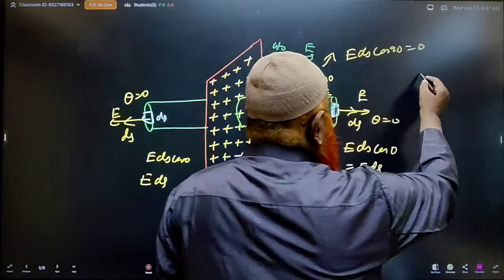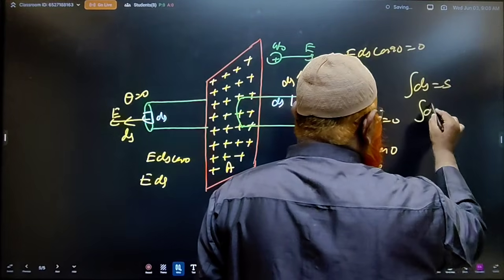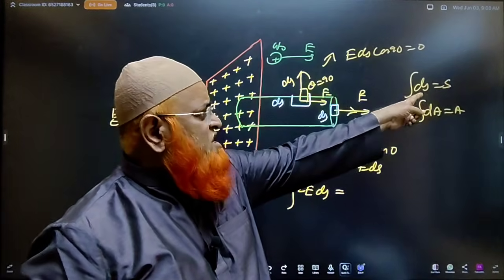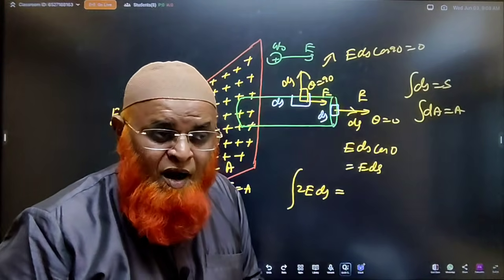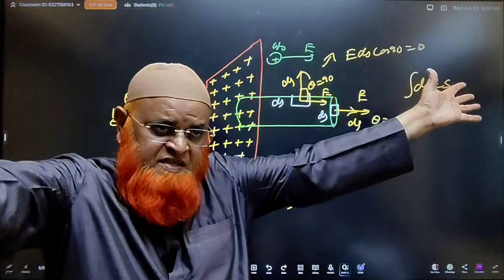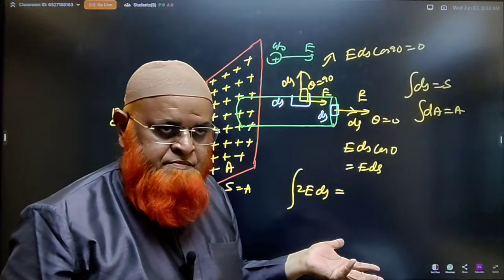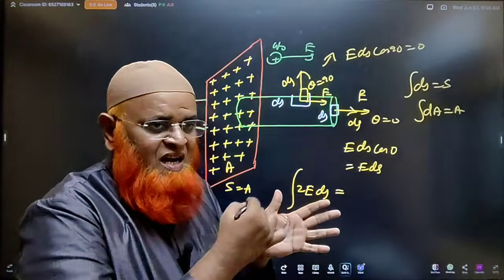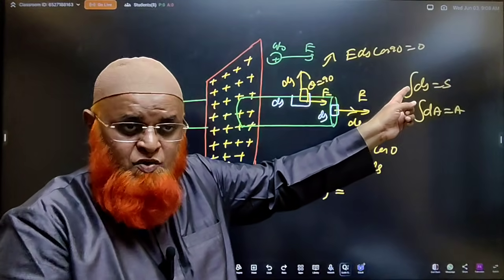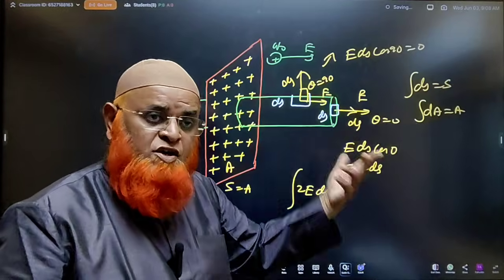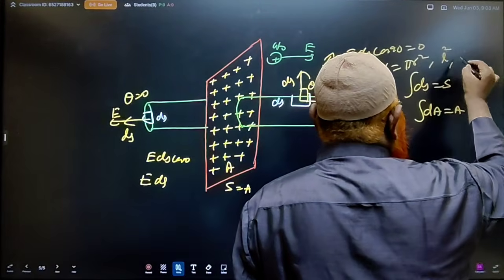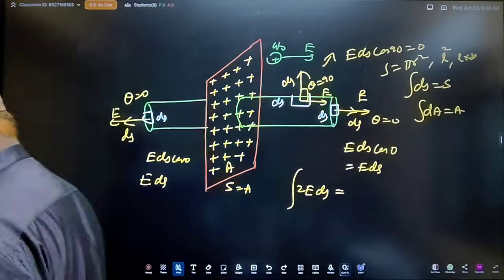So now see, integration of ds can be taken as S, or integration of dA can be taken as A, because integration and differentiation cancel. Why I am taking S? Why I am not taking length into breadth or side square? Because this is a general formula which can be applied for any surface. Circular surface, you take pi r square; square surface, S will become side square; if you take a rectangular surface you will take length into breadth. That means S can be pi r square, S can be side square, S can be length into breadth.